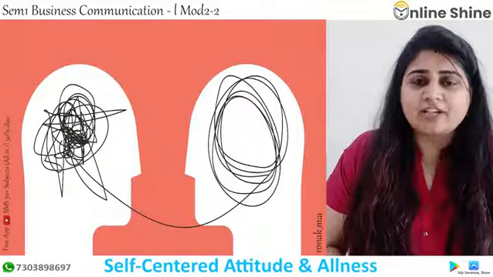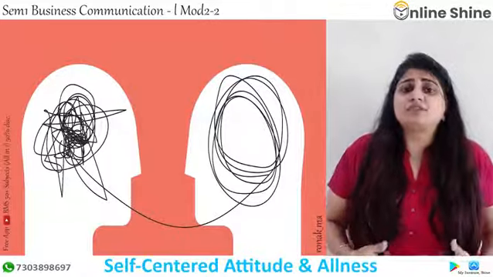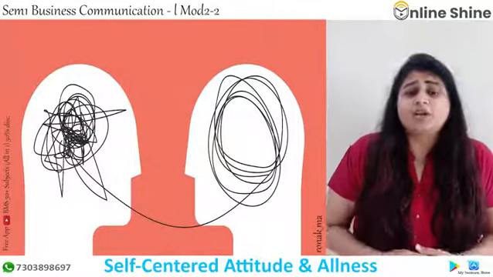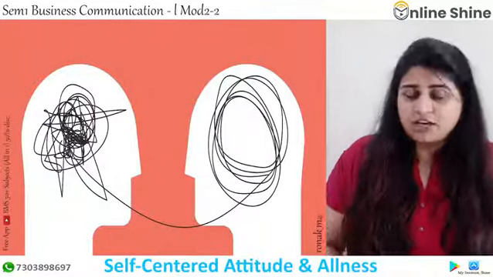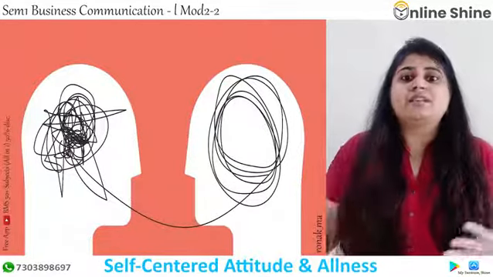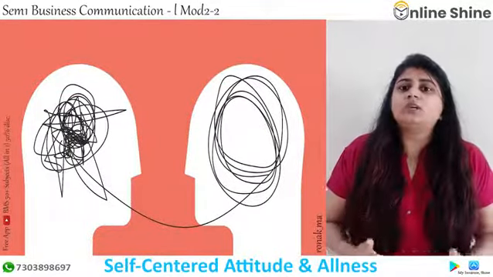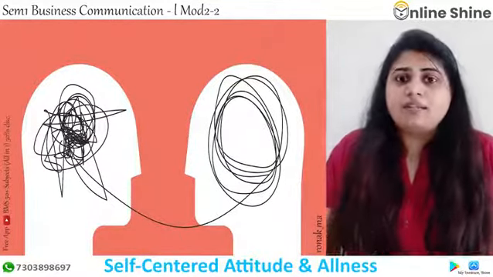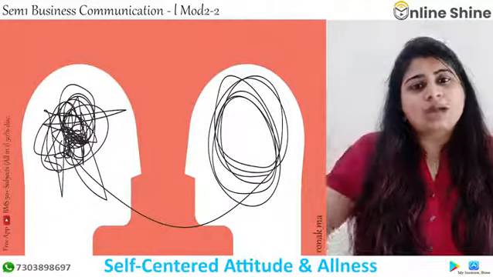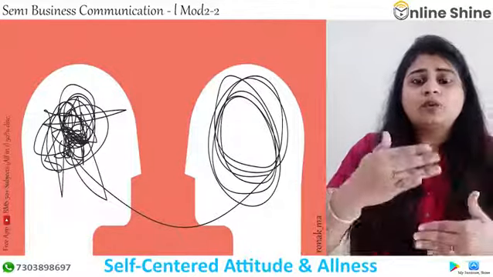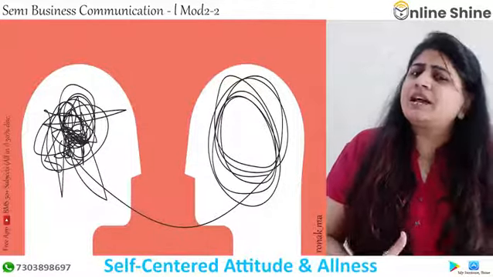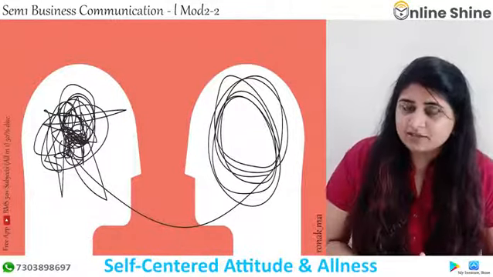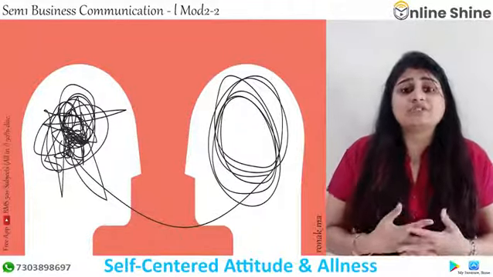When they have such an attitude and try to communicate, they'll always have a sense of allness in them. "I know everything, this is always how it is, this is always how it is." So you don't let the other person feel important in a communication, and that is one major reason why there is miscommunication. When you think you know everything, when you are superior to the one you're trying to communicate with, there will always be a sort of discomfort coming from the other person, who will not let the complete communication cycle be complete. Hence, we see that a self-centered attitude and the concept of allness can act as a disaster in terms of the communication cycle.